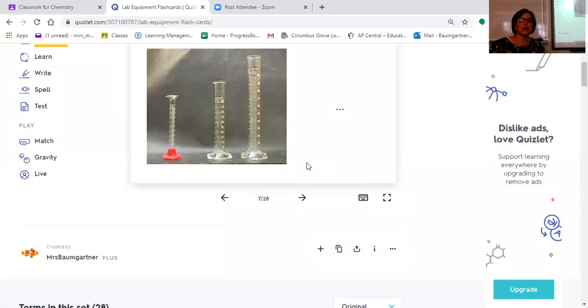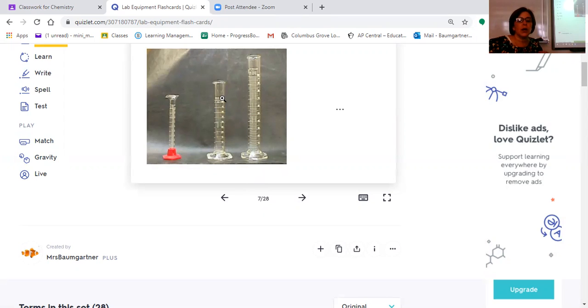Okay, graduated cylinder. You'll notice here I have a 10, a 25, and a 100. Graduated cylinders are used for measuring out liquid again, but it's important what graduated cylinder you pick. If I want to measure 20 mils, do I want to use the 100 mil or do I want to use the 25? What do you guys think? The 25.